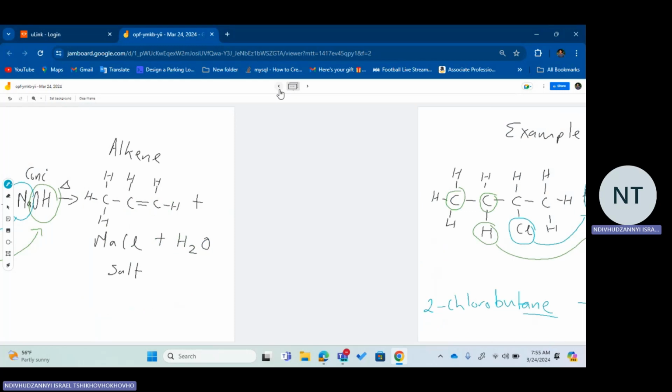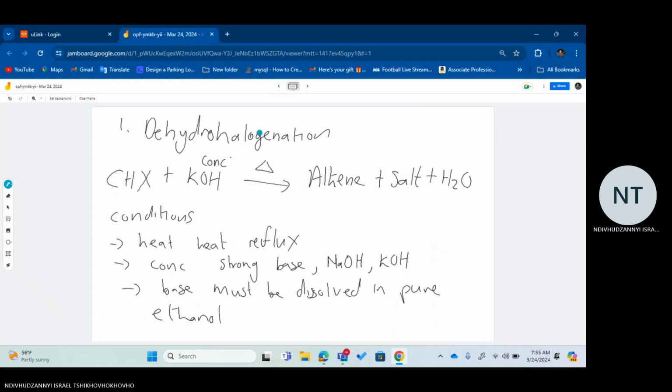Let's do a recap. So under dehydrohalogenation, we're using a haloalkane or a saturated compound. We add a concentrated base using heat to form alkene, salt, and water. And these are the conditions of dehydrohalogenation.